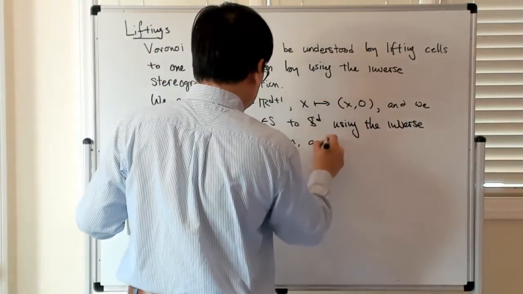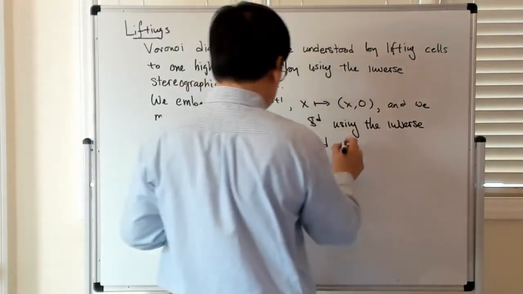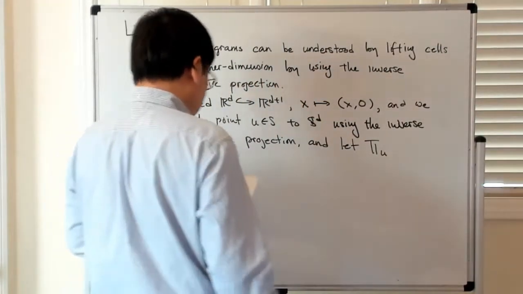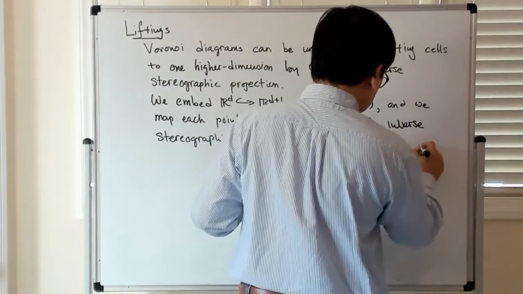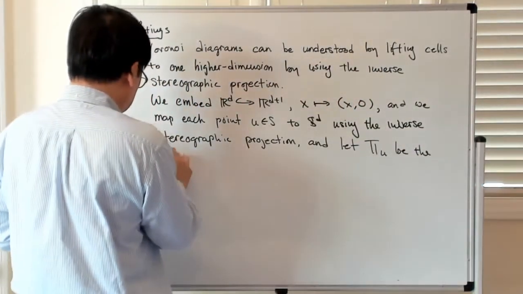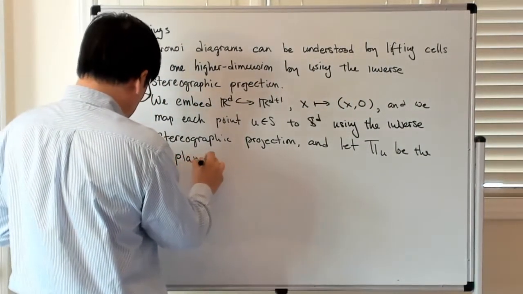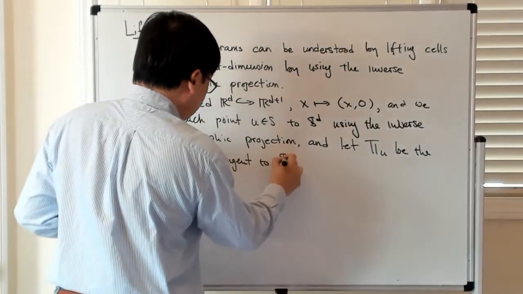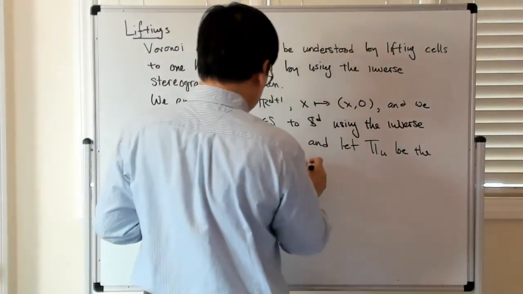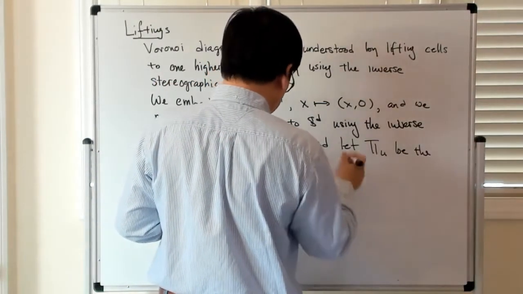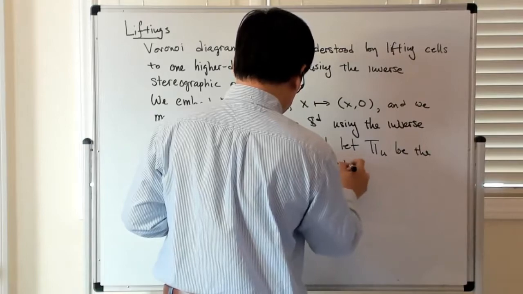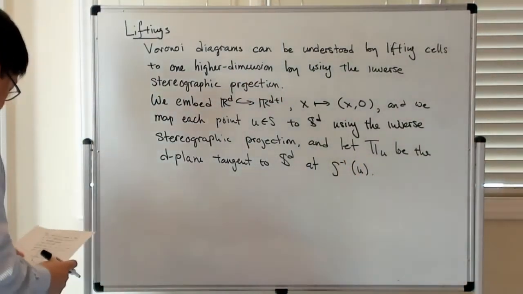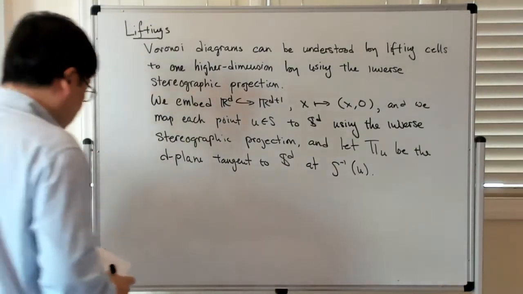And let pi_u be the d-plane that is tangent to S^D at the preimage, the inverse of the stereographic projection applied to u. Okay, so let me try to draw for you what's happening in pictures.